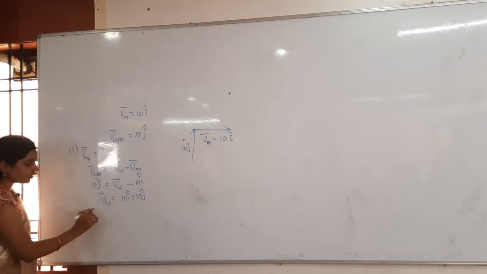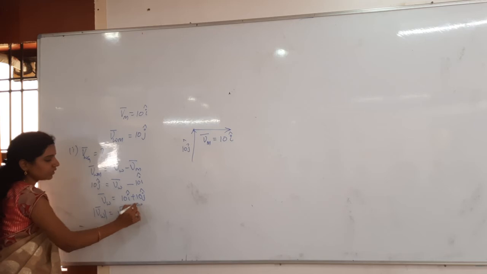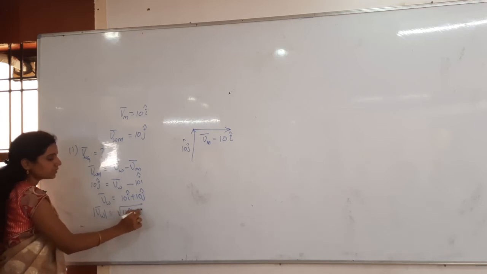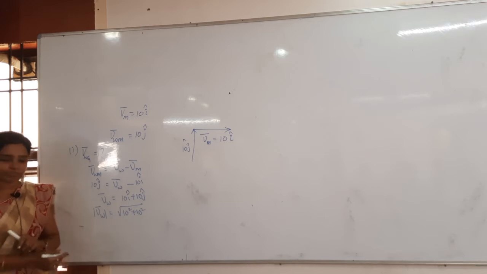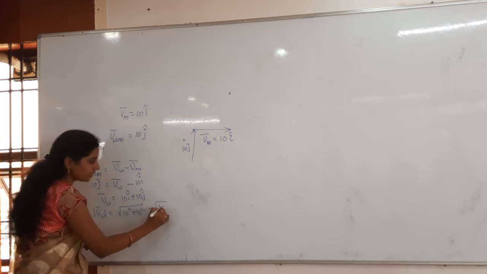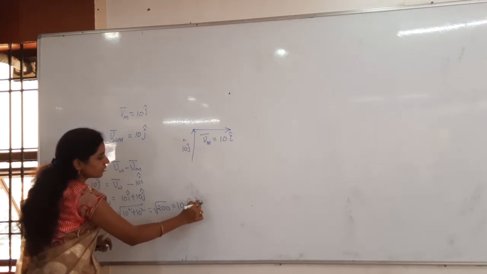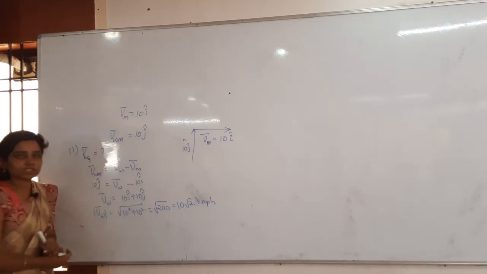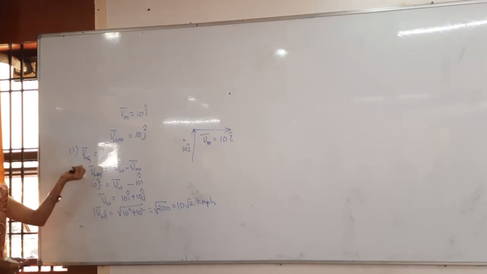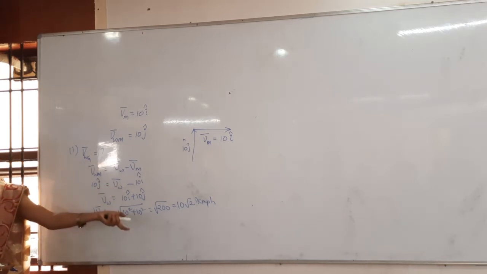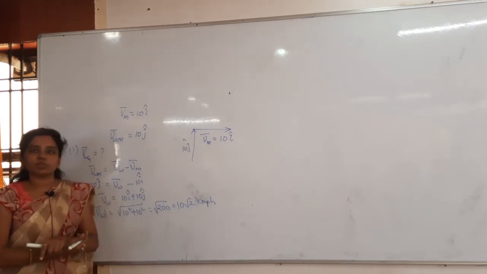Now we have to find the magnitude. Magnitude of the velocity of the wind is the square root of 10 square plus 10 square, that is, root of ax square plus ay square. That gives 200, which is 10 root 2 kilometers per hour. That is the velocity of the wind with respect to the ground.